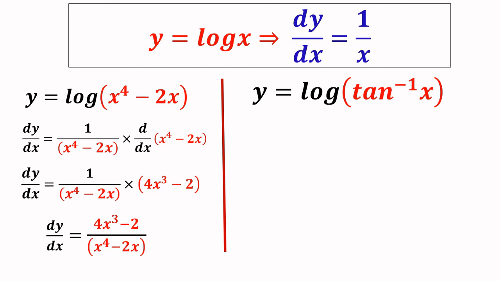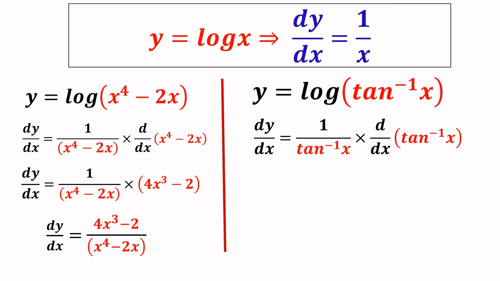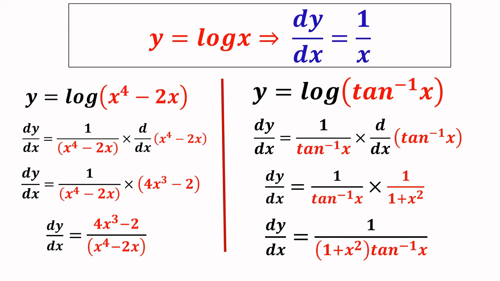Let us see what will be the derivative of log tan inverse x. It is 1 upon tan inverse x into derivative of tan inverse x. Tan inverse derivative is 1 upon 1 plus x square. Therefore it is 1 upon 1 plus x square into tan inverse x.